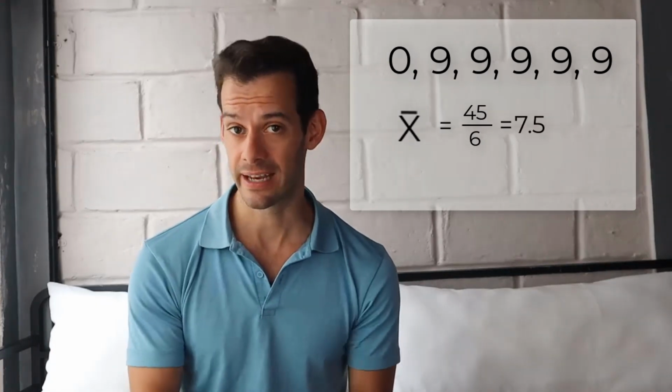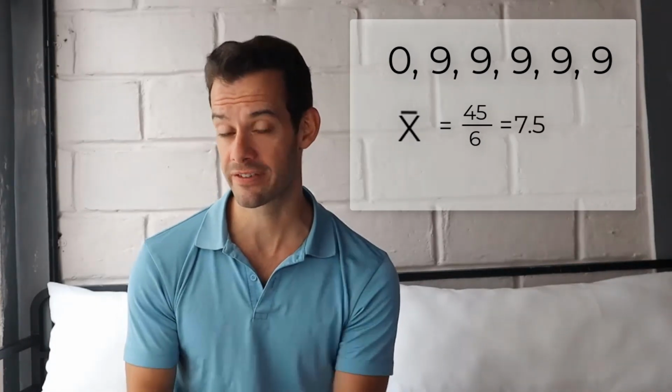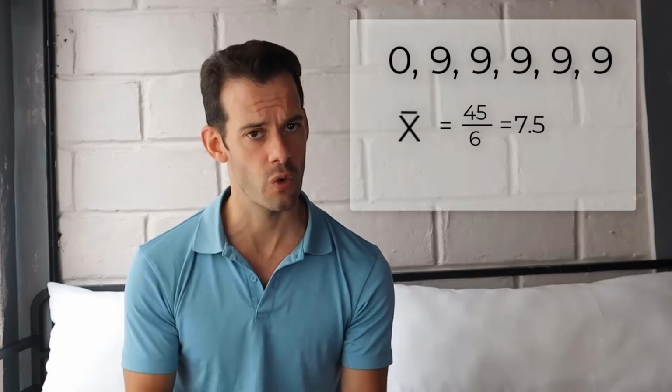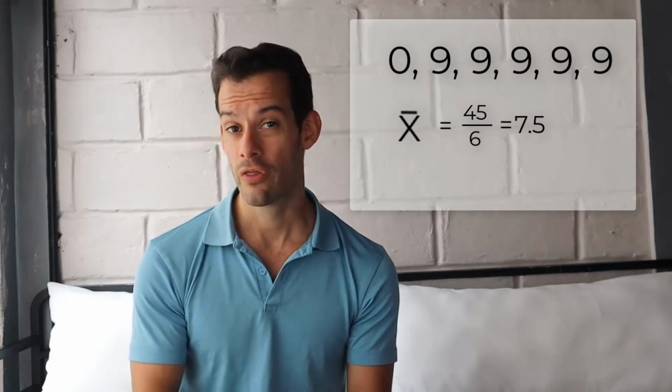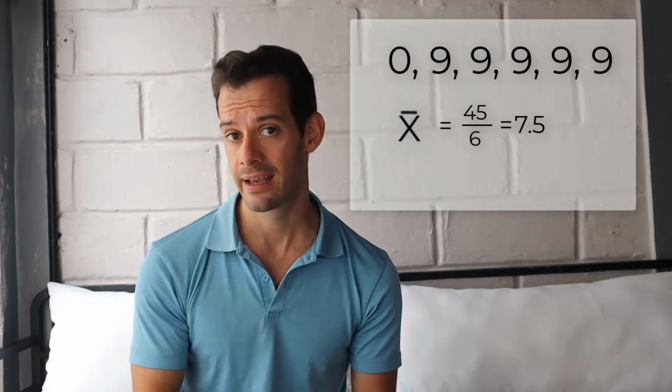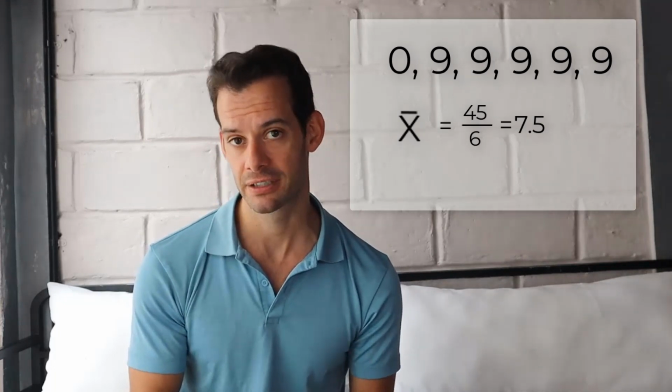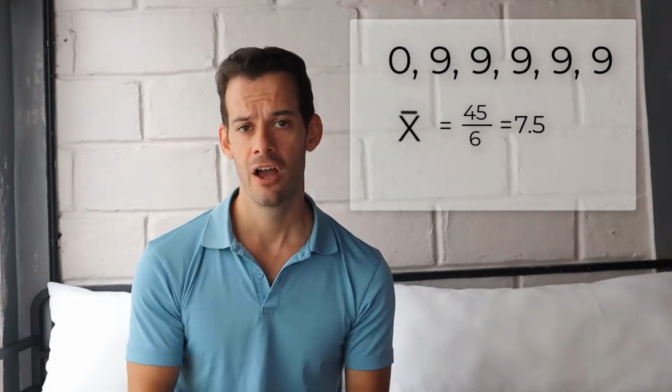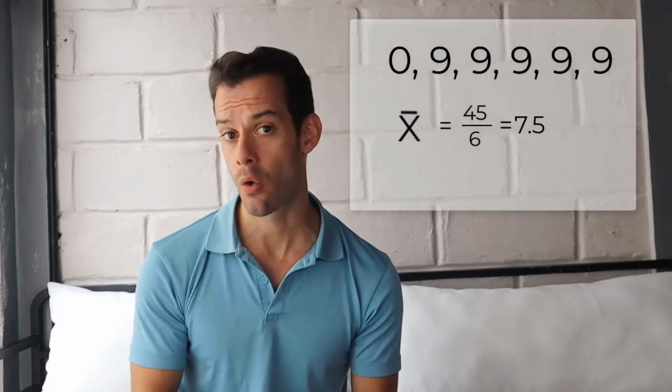This is a bit misleading because 5 students scored above 7.5 and only 1 student scored below it. So those 5 students might look at the mean and say, I did better than average because I scored above 7.5, when in fact they each only outscored 1 student.